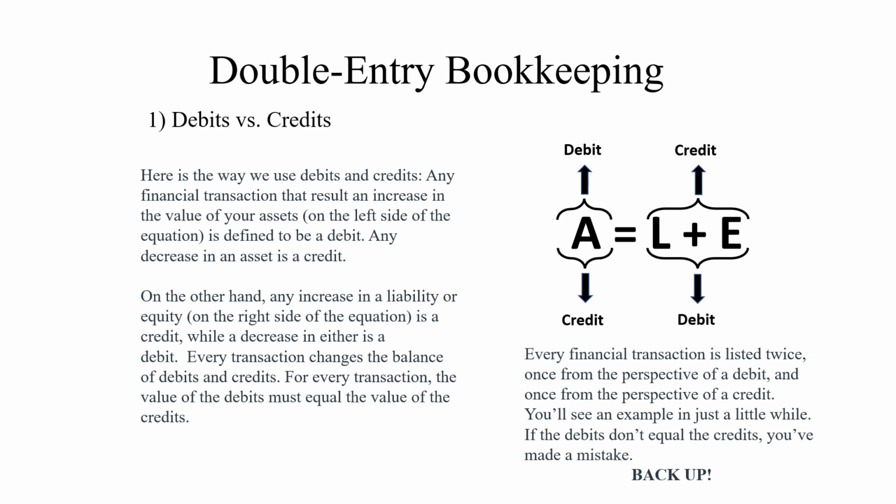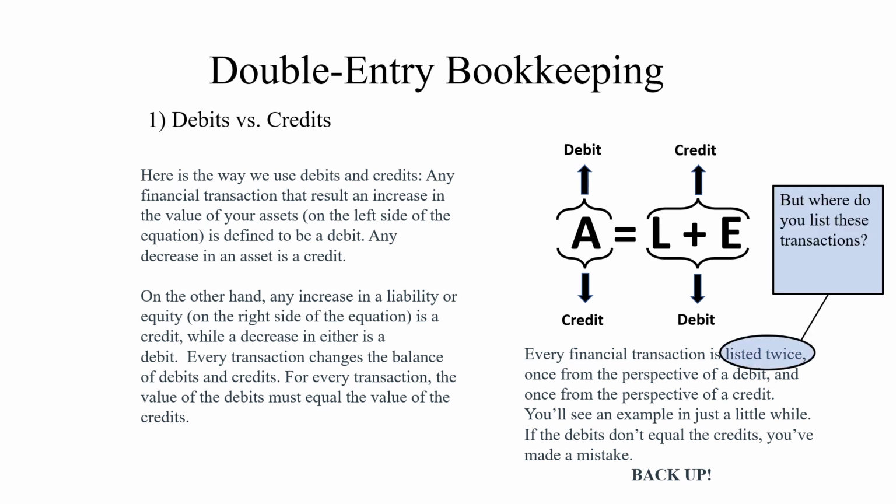You'll see an example in just a little while. But if the debits don't equal the credits, you've made a mistake. You have to back up and start again. But where do you list these transactions?